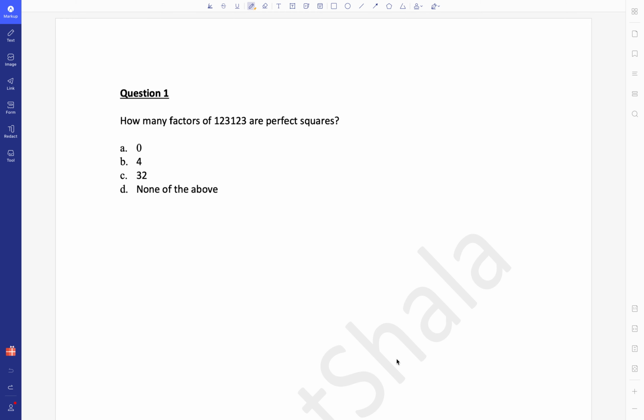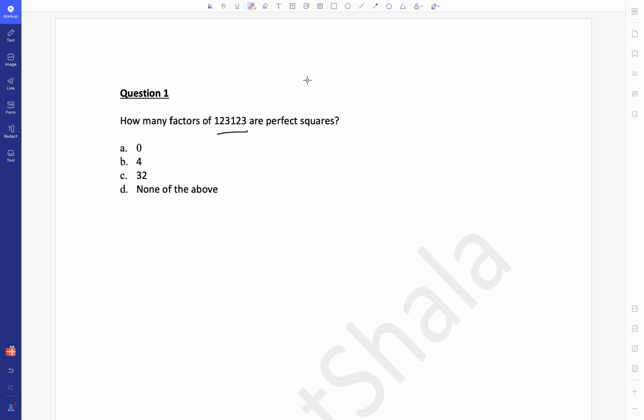So let's get started with the first question. This says how many factors of this number are perfect squares. We have discussed such similar questions in the past videos where we've discussed the factors concept. If you haven't watched those or if you are unfamiliar with those basic concepts, make sure that you watch those videos first. So the first and foremost thing for a factors question, we'll try to factorize this number 123123.